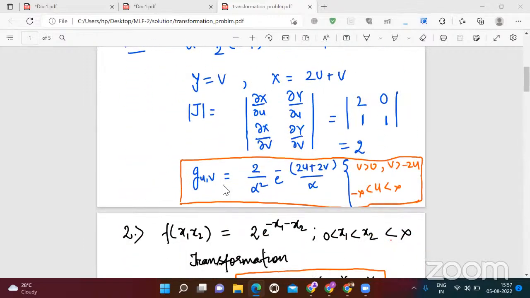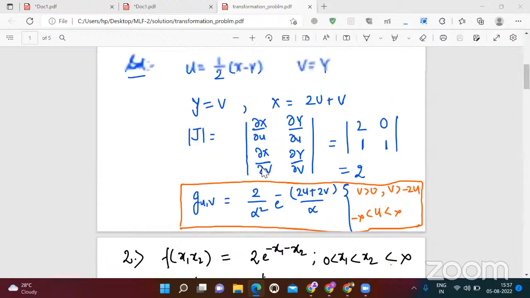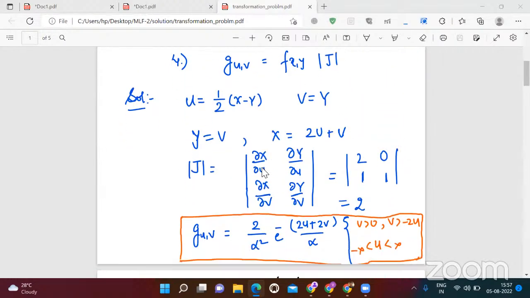Can somebody tell me what's the marginal distribution of u? It will be integrated with respect to v. This function you already have, this is the joint density function. You fix the u value and integrate over v from minus infinity to infinity, or from 0 to infinity, because the domain for v is greater than 0. So you can get the marginal density function also. Is this clear to everyone? How will you calculate the Jacobian? How will you calculate the transformed random variable? Everything is clear, right?